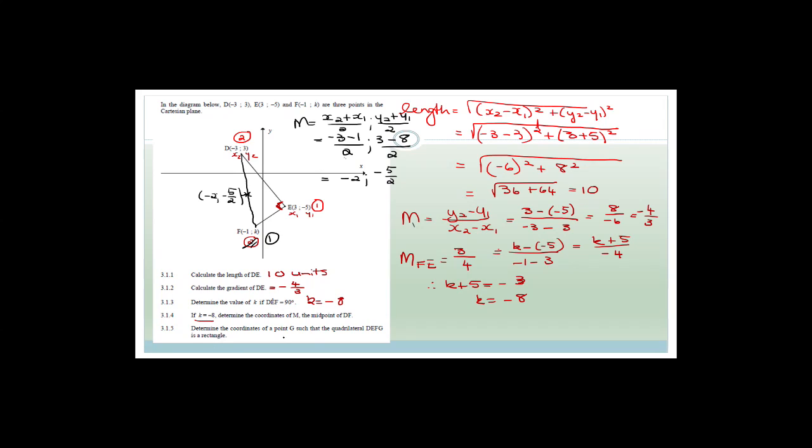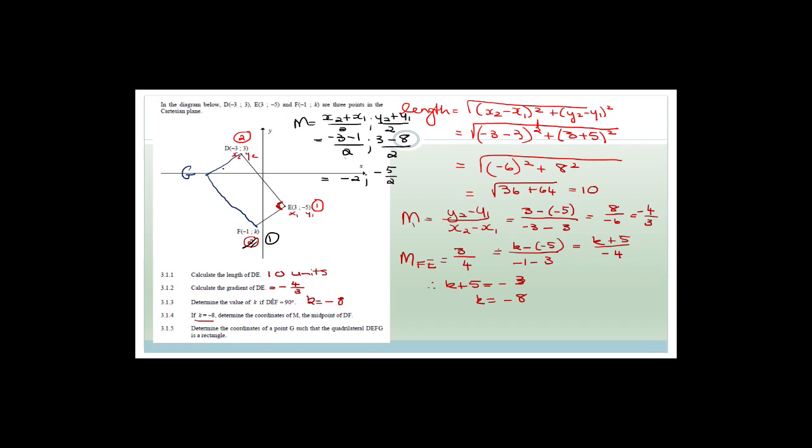Okay. Now it says determine the coordinates of G such that the quadrilateral DEFG is a rectangle. So we can erase this here because we don't need it anymore. But we do have some random point over here somewhere, such that DEFG is a rectangle.